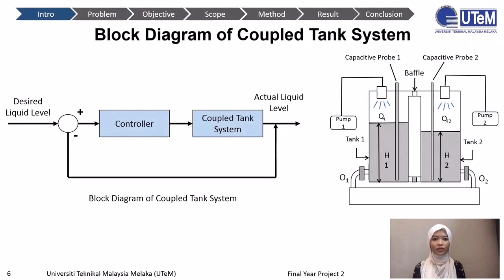This is the block diagram of couple tank system. To achieve the control objective, the liquid level is measured by the capacitive probe and transmits the signal as an electrical signal to the controller. The controller will give a controller output signal to the final control element to impact the process. This closed loop will be repeated till the actual liquid level achieves the same value as the desired liquid level.